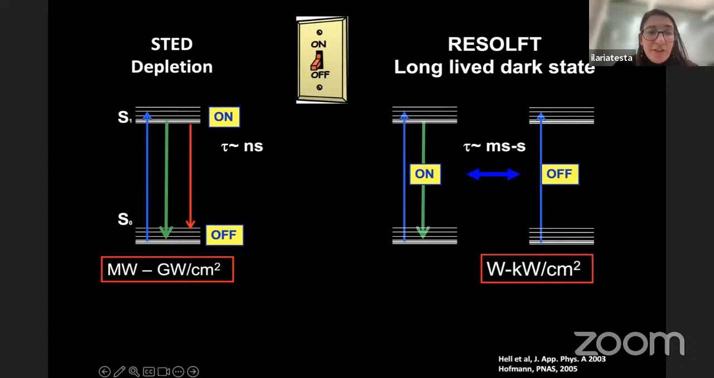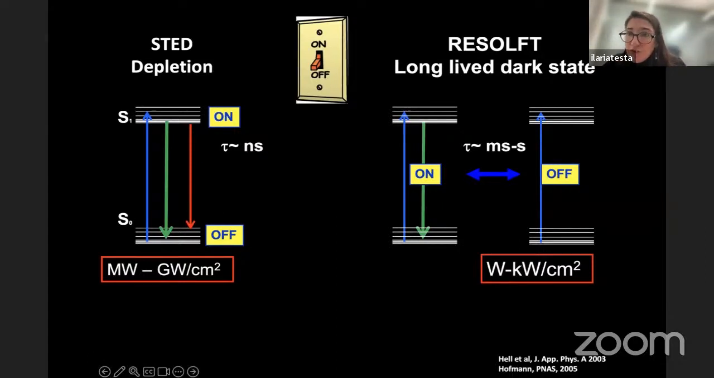And this is a nice transition. It's very fast, it's immediate, but you have to deplete before the molecule emits fluorescence, which means that to be efficient, you need to use intensities in the order of megawatt and gigawatt per centimeter squared. Basically tens or hundreds of milliwatt in the back focal plane of average power.